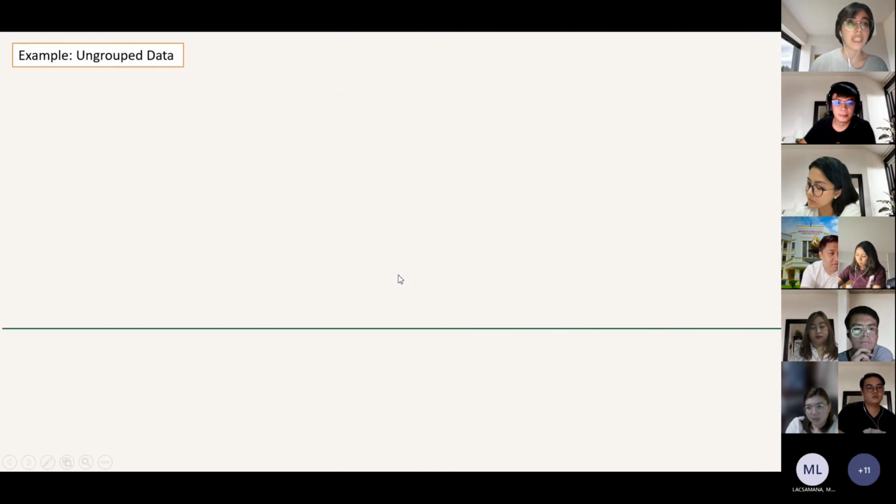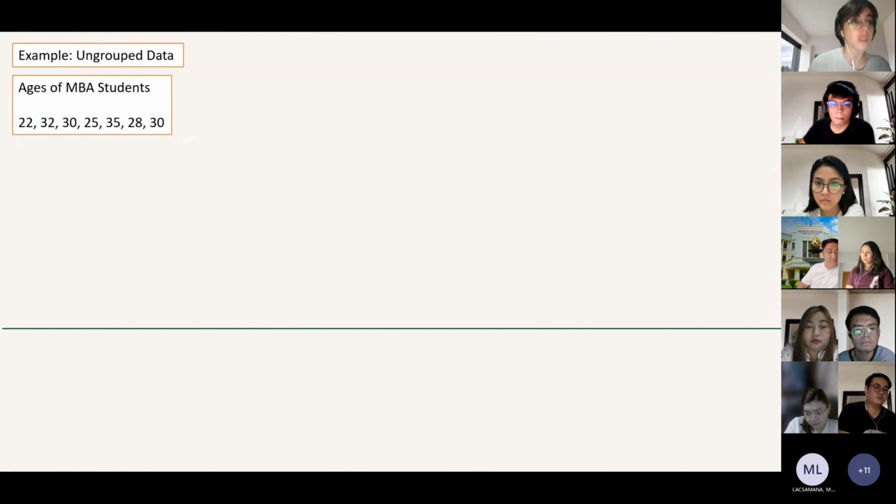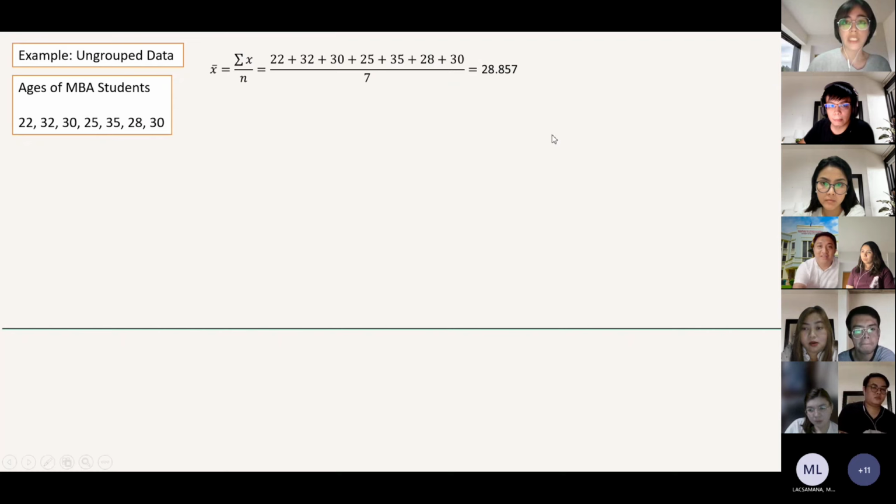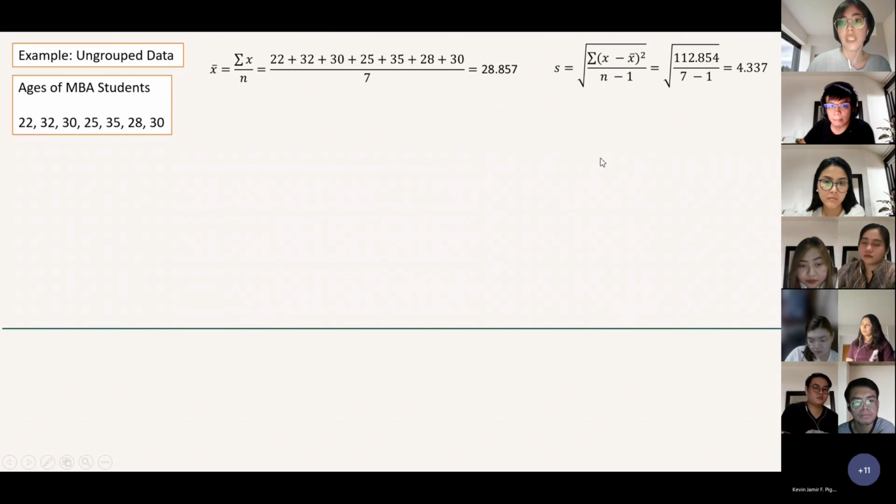Okay, now we'll give an example for the ungrouped data. The set we'll use was already used earlier by Mr. Perfecto. It is the ages of MBA students: 22, 32, 30, 25, 35, 28, 30. Just like earlier, we already got the mean, 28.857. Mr. Perfecto also got our standard deviation, which is 4.337.